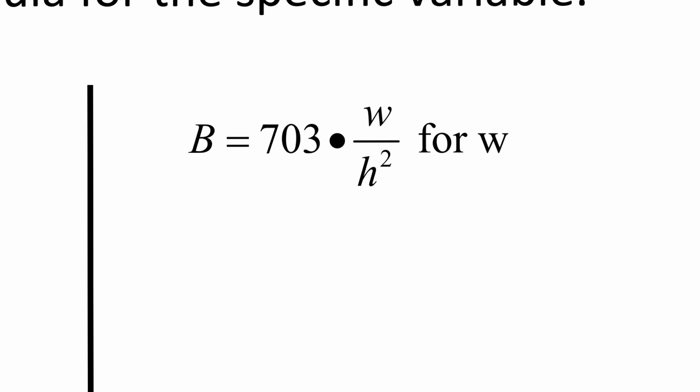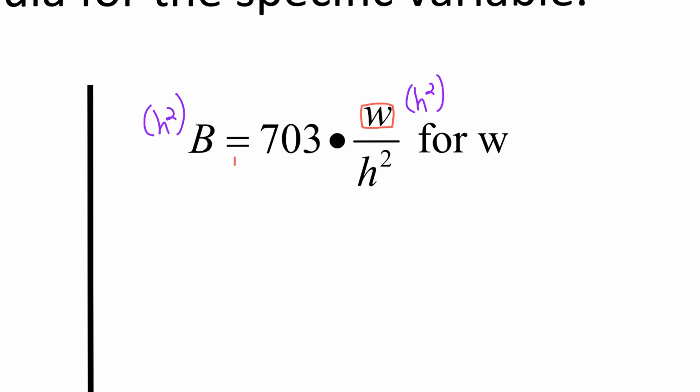And the last one here, same thing. You have b equals 703 times w over h squared. Now we want to solve for w. Now w is on the numerator right here. Since we have a fraction, we can multiply everything by the denominator. And it is a little bit weird. The denominator is an h squared, but you guys can still multiply by that. So I'm going to multiply this by h squared and this side by h squared.